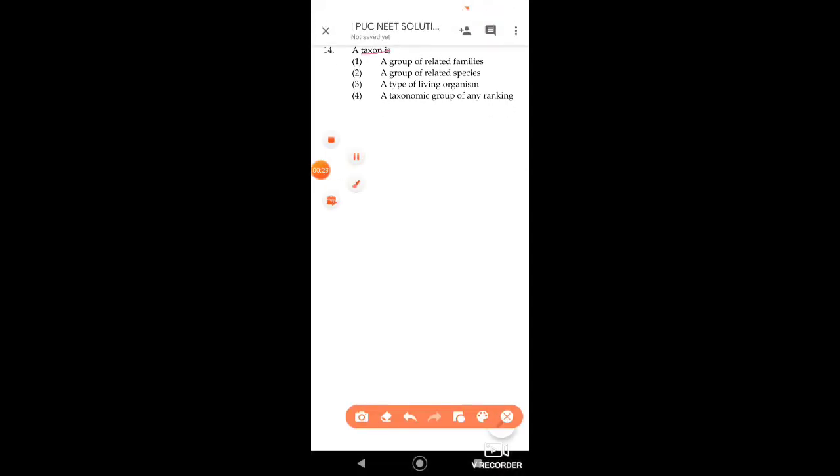The 14th question is, a taxon is: a group of related families, a group of related species, a type of living organism, or a taxonomic group of any ranking. Out of these 4 options, we know the word taxon signifies any rank, which represents the real biological classification.